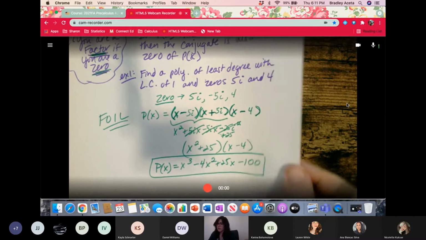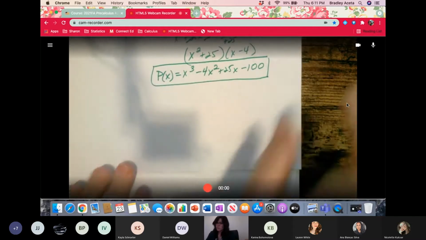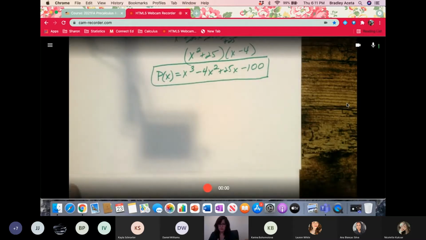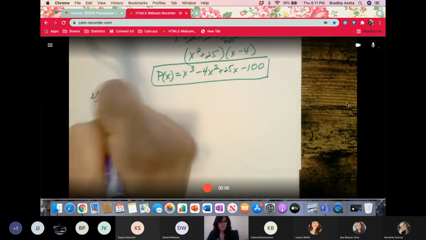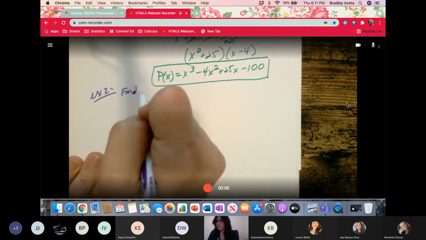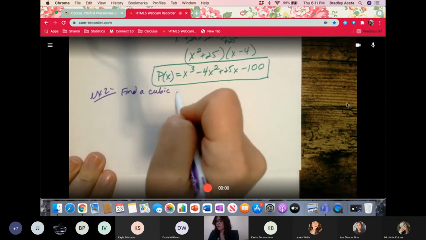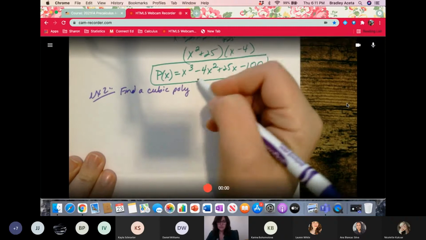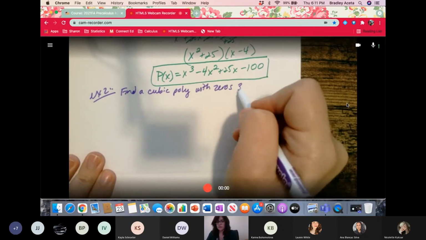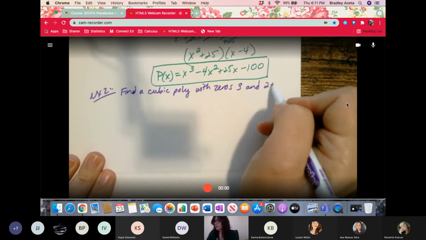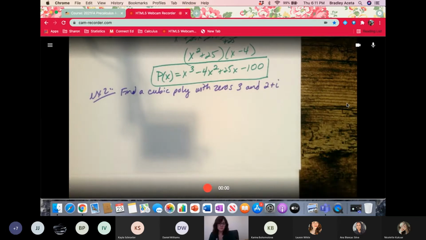So let's do another one. A little bit more challenging. Hopefully I have enough room here. Same thing. We're going to find a cubic polynomial with zeros 3 and 2 plus i. 3 and 2 plus i.